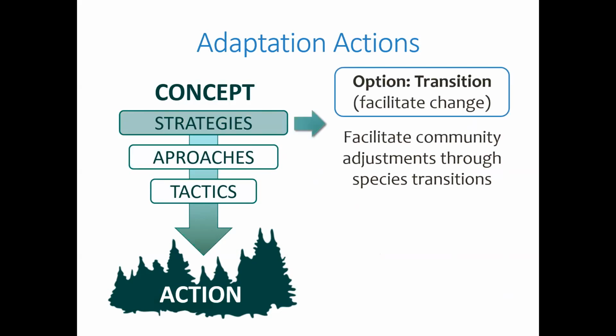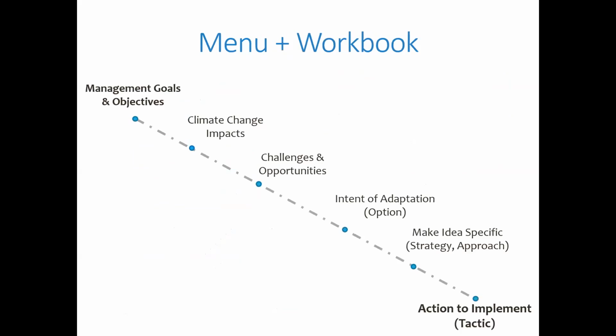And the strategy that encompasses those approaches is to facilitate community adjustments through species transitions. And this particular example was really trying to facilitate change. And so it was really shooting for a transition option. But there are many other examples in the forest adaptation resources that focus on resistance and resilience as well.